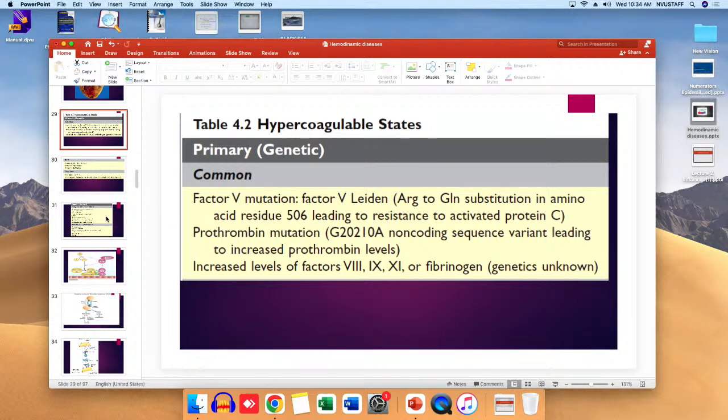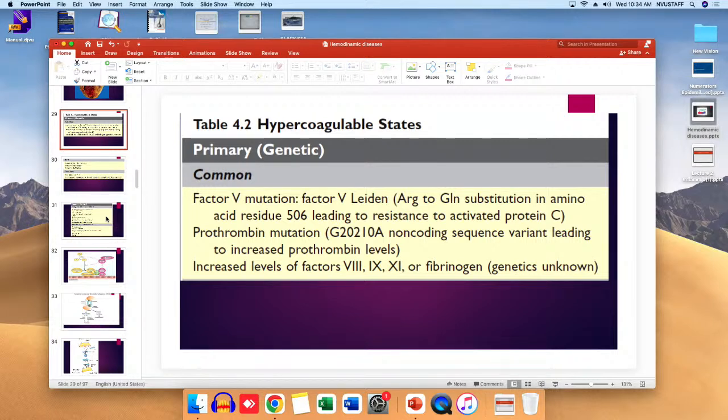Okay, we have to continue right now. As I told you, the main reason for thrombosis is either endothelial cell injury or stasis or hypercoagulability. There are too many disorders, which we will discuss in systemic pathology, but here, briefly, I want to show you what can be the causes of hypercoagulability.